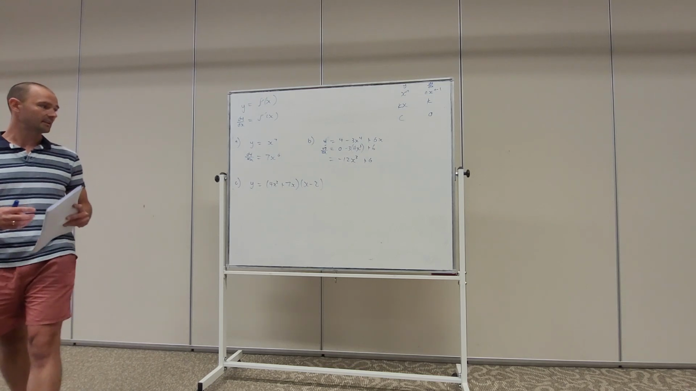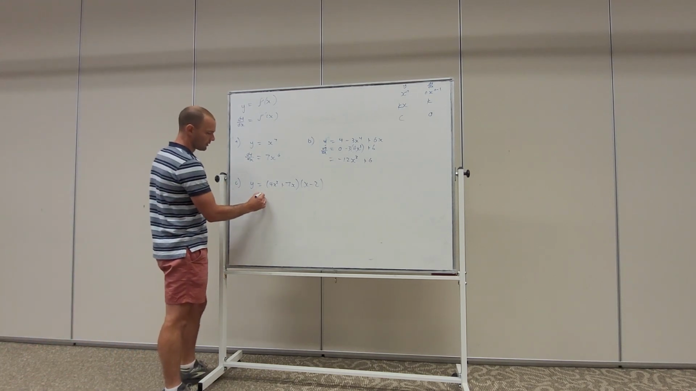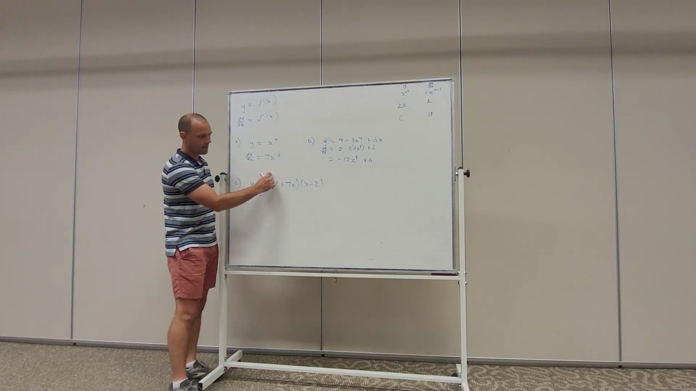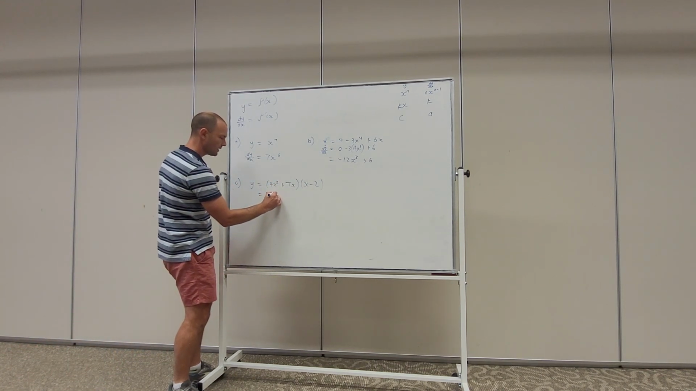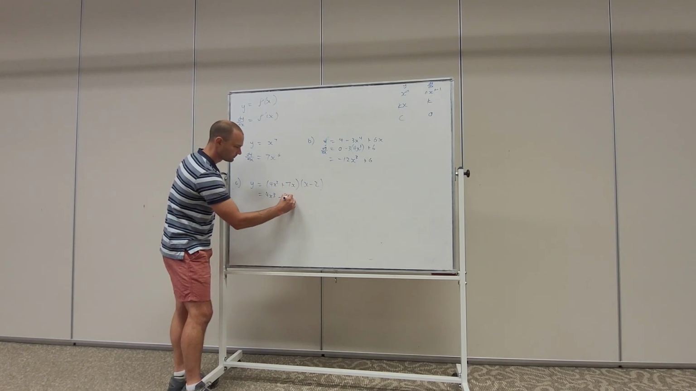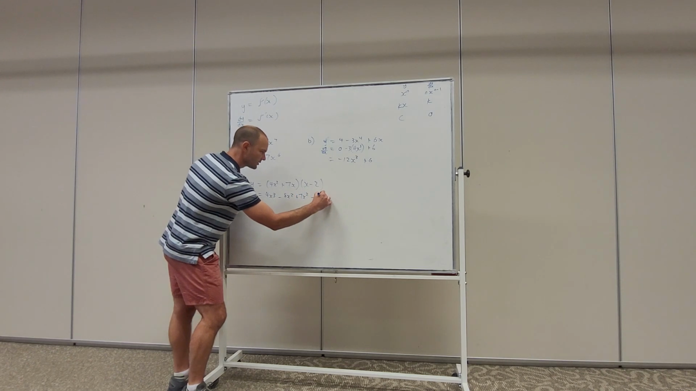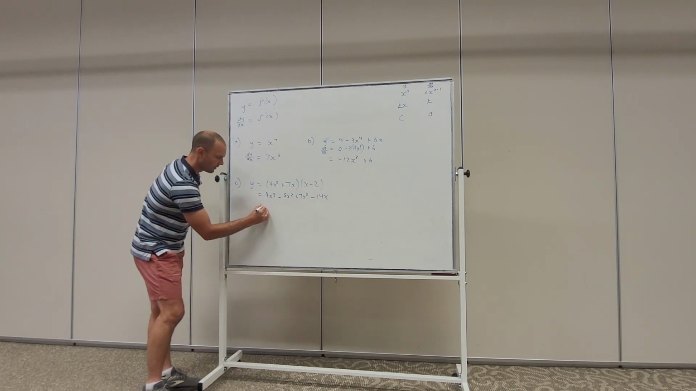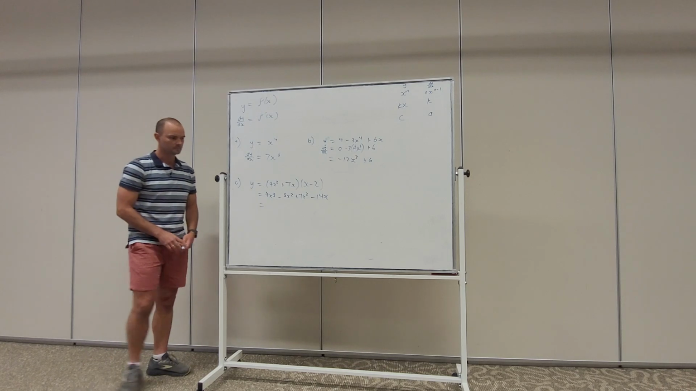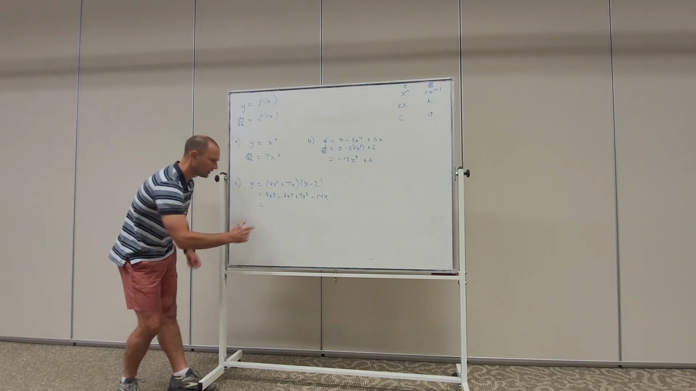Okay, so that means we're going to need to perform our FOIL here to fully expand this out before we differentiate it. So when we expand this out, we have 4x to the 3, so we multiply the first terms, the outside terms, the inside terms, and then the last terms. Then we'll collect like terms, so we've expanded, now we'll collect, so we're just simplifying it a little bit.